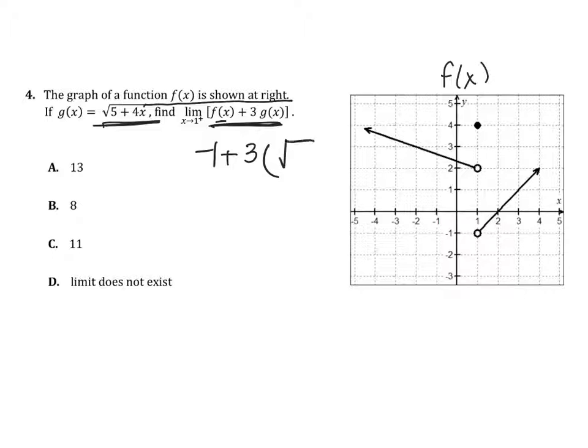Square root of 9. So what's my answer? 8. -1 plus 3 times 3. So that's going to give us 8.